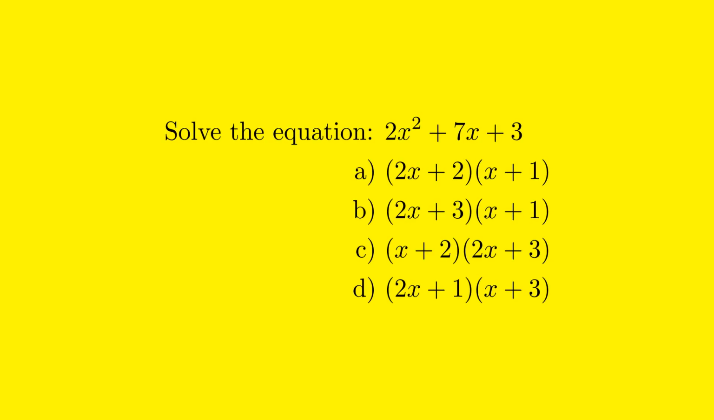Please pause the video and try to solve the problem of factoring the quadratic expression, 2x squared plus 7x plus 3, with the given possible solutions. Choose the correct answer between A, 2x plus 2 times x plus 1, B, 2x plus 3 times x plus 1, C, x plus 2 times 2x plus 3, D, 2x plus 1 times x plus 3.